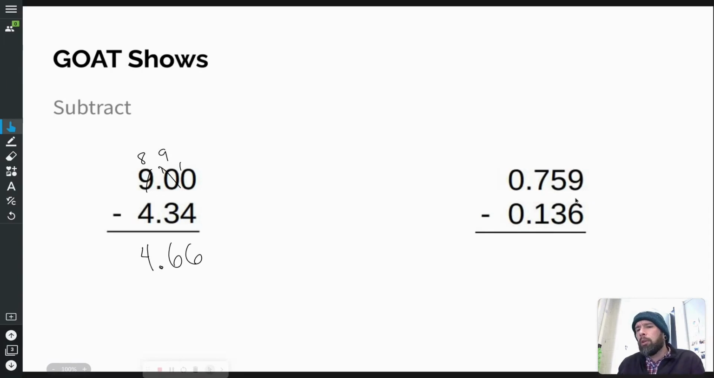Let's do it again with larger numbers. 9 minus 6 is 3. 5 minus 3 is 2. 7 minus 1 is 6. 0 minus 0 is 0. Drop down your decimal. So nothing really changed there. In fact, no borrowing at all. We got 623 thousandths, where this one was 4 and 66 hundredths.